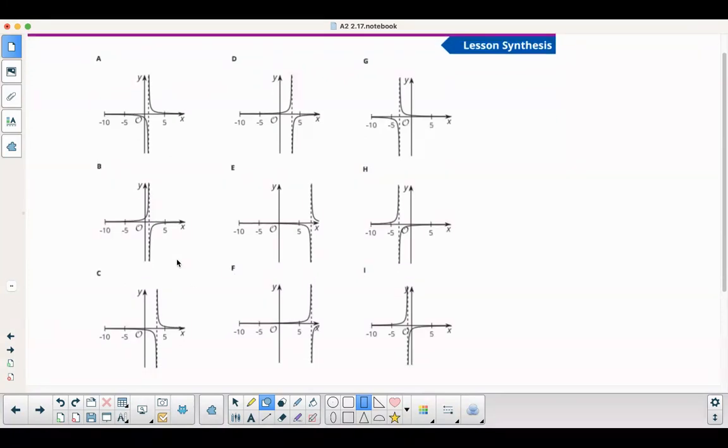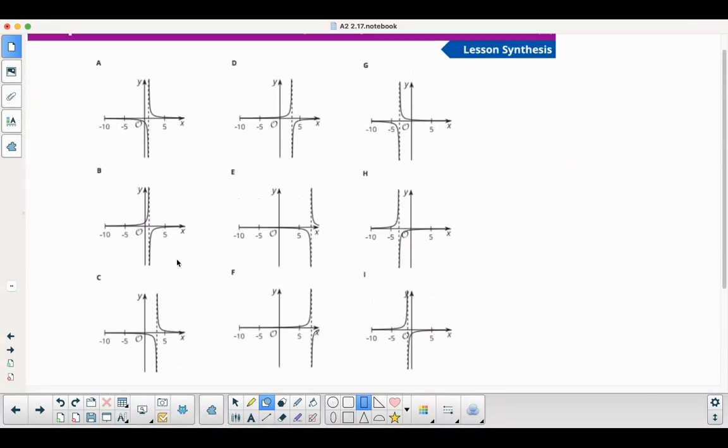Lesson synthesis. I'm not going to go through all of these here. I'm just going to do a couple and take a look. This one looks like, they didn't show us that it's 1, but I'm going to say it's 1. So my vertical asymptote here is at x equals 1. That means in the bottom, I'm going to have x minus 1. And in the top, it's not really wide, so it's probably a 1. I don't know for sure, but that's going to equal f of x.